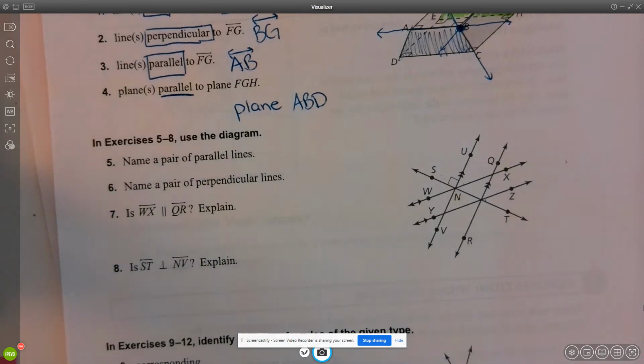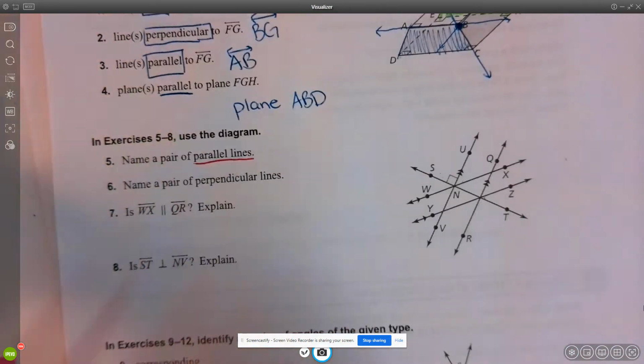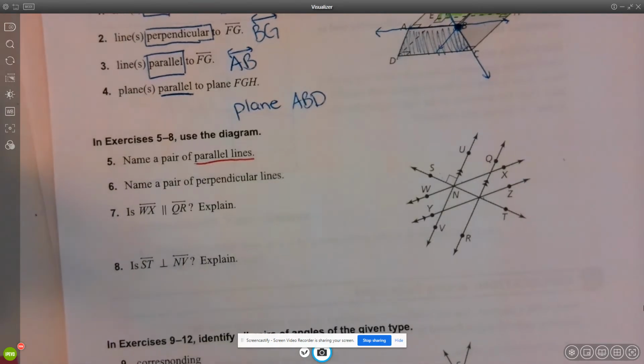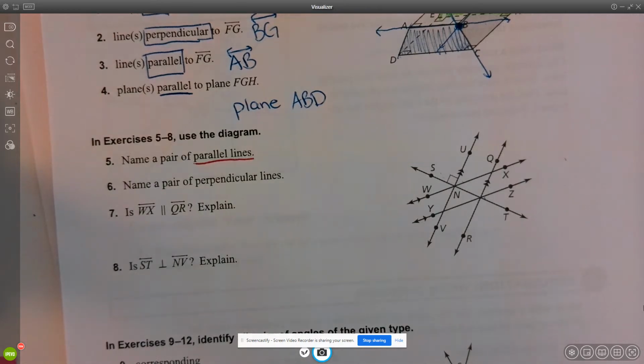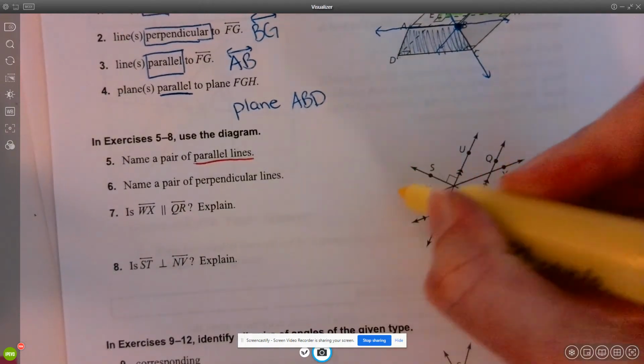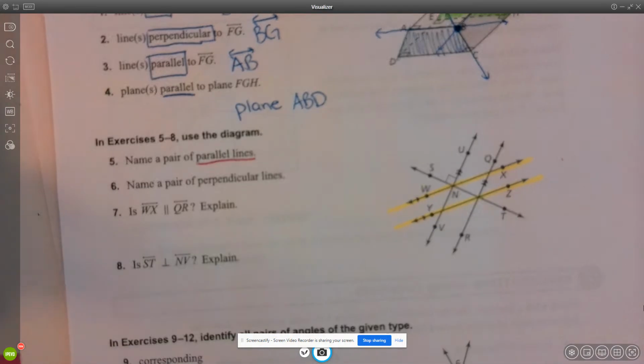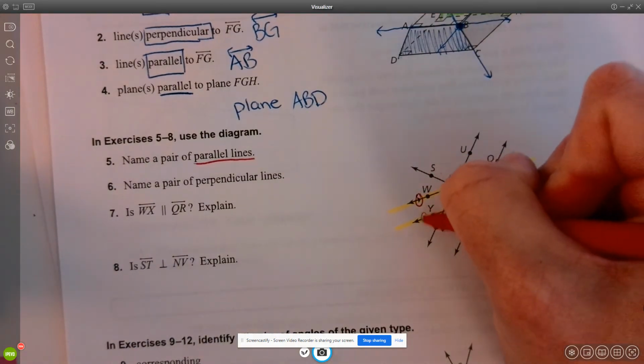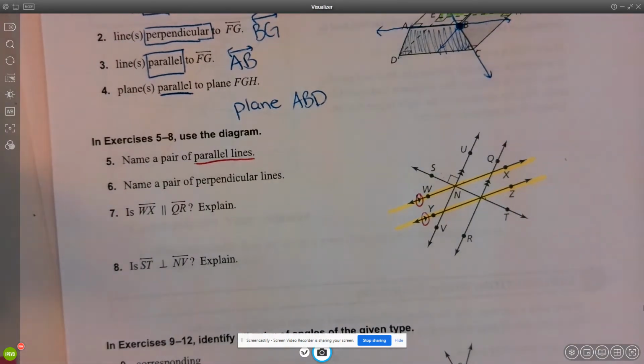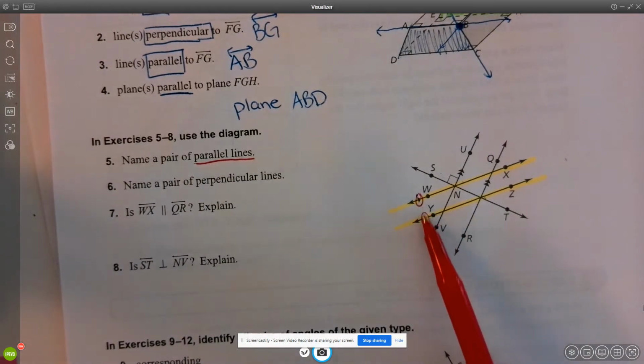So in number 5, they want us to just name one pair of parallel lines. Remember, parallel lines never intersect. They will never cross, and they're pointing in the same direction. So right away, I see that these two lines are parallel. Now, it's not enough to say that they look parallel. Remember, we talked about these little symbols here. On lines, they will add those little arrows in. So if two lines have the same number of arrows, they are telling you, hey, these two lines are parallel to each other. And so let's go ahead and name these two yellow lines.